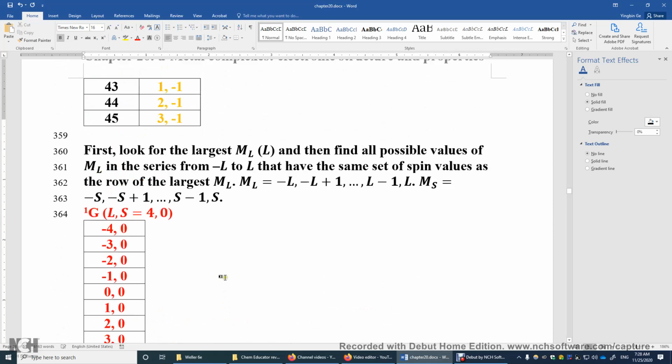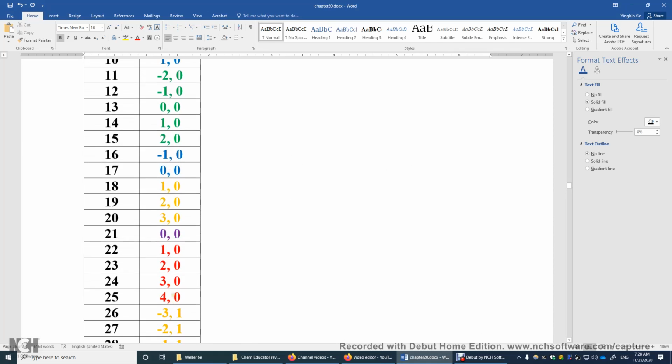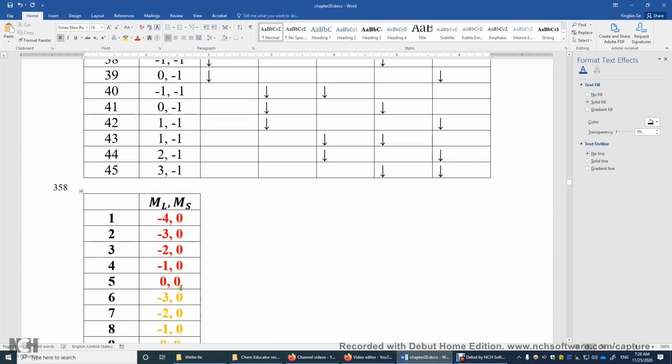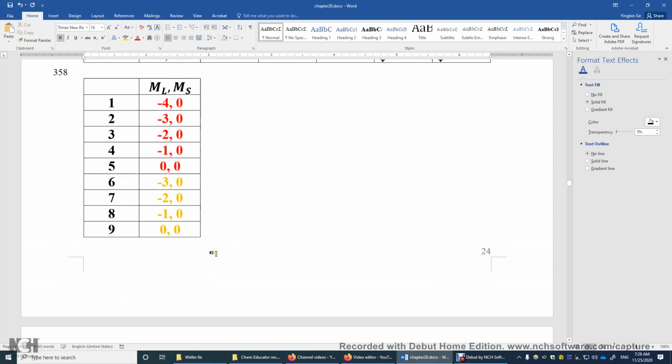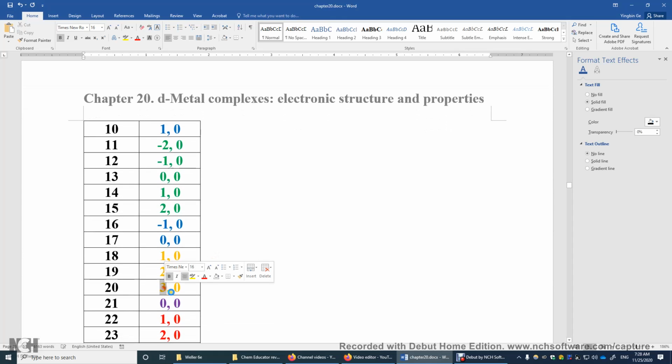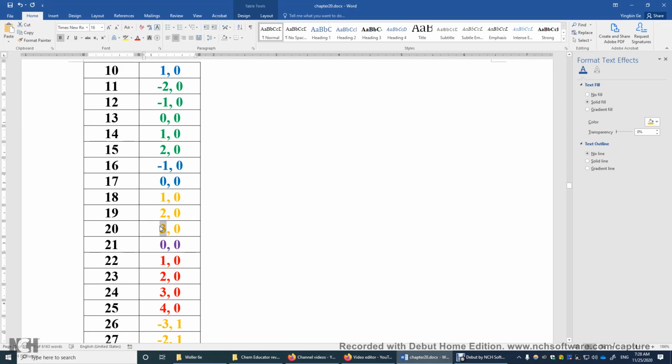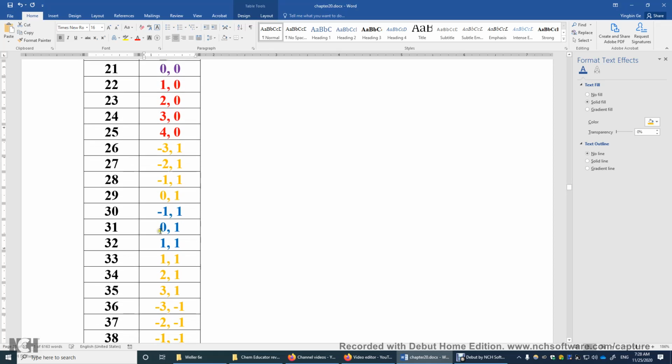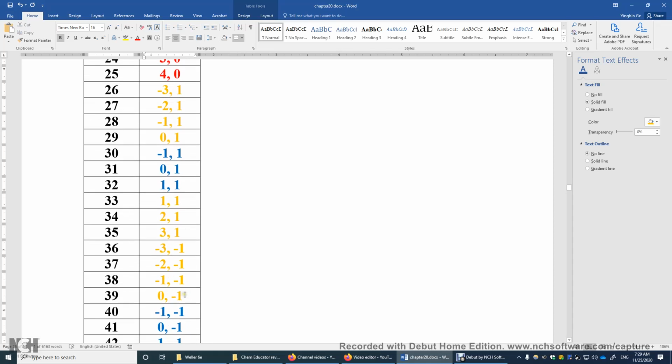So in this case, let's look at the original table here. Just imagine we deleted those red rows, and then the largest m sub L is going to be 3. So you see this 3 here. The corresponding m sub S is 0. But this is not the only 3. I think you can find 2 other 3s. 3 and 1. So m sub L is 3, m sub S is 1.